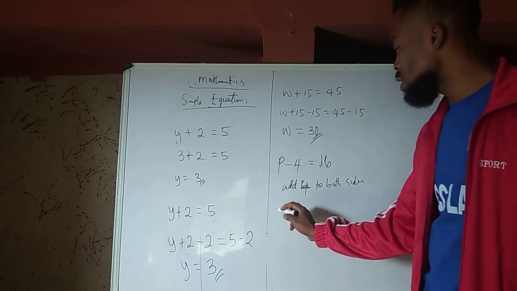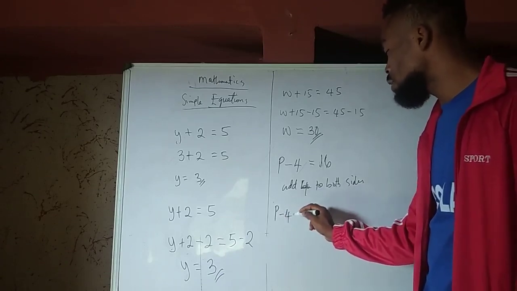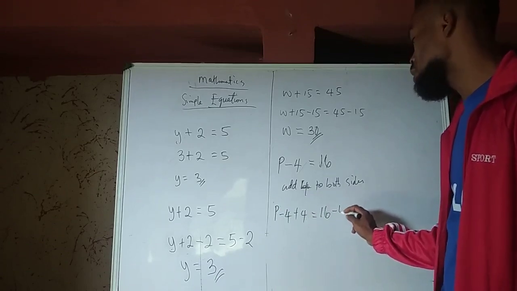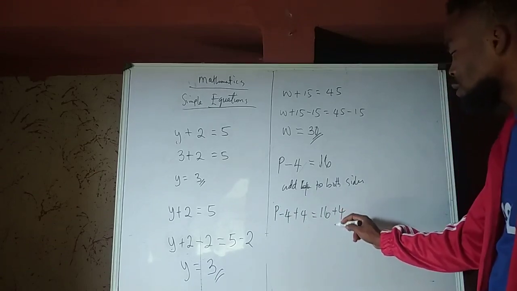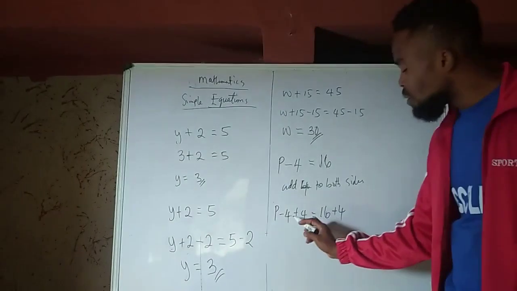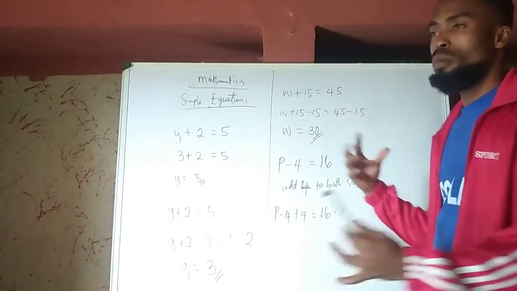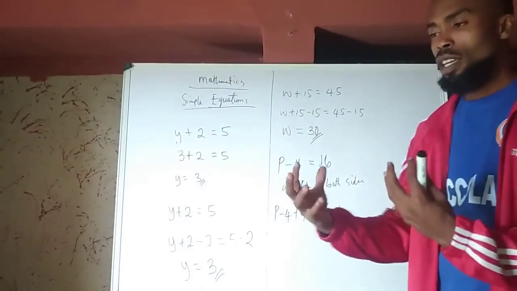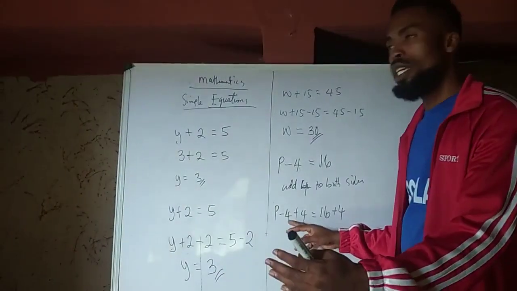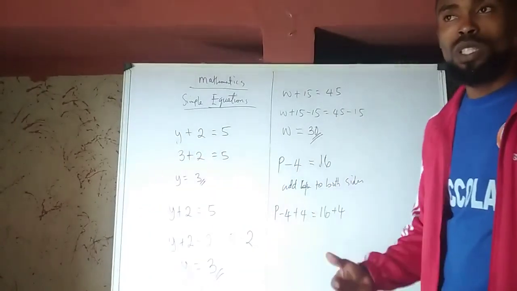You see that? So this is going to be P minus 4 plus 4 equals 16 plus 4. Sorry, plus 4. Okay, so now minus 4 plus 4, just like the 4 you had and the 4 you don't have. If you are to balance it, you'll be left with nothing.